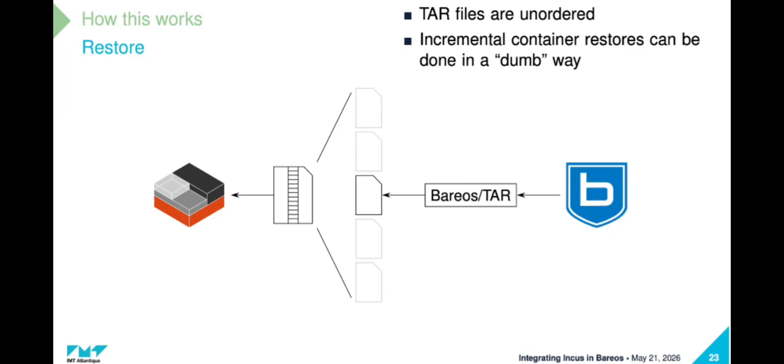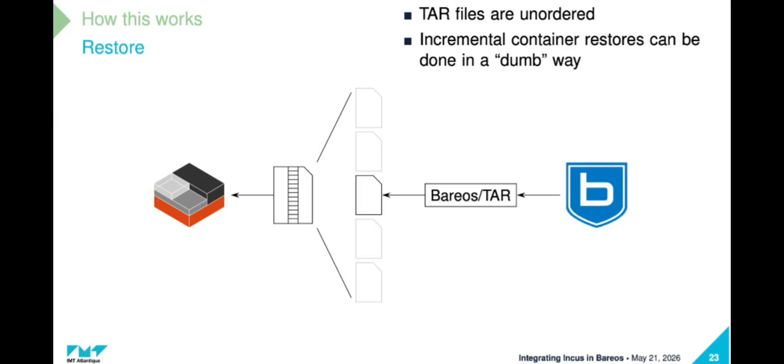For restores, it's the other way around. So for containers, we take the files that are stored in Bareos, we convert them back to tar streams, we populate a tar archive from these files, and we send that to Incus. Again, in a single stream of data. No temporary files. It goes straight from Bareos to the plugin to Incus.